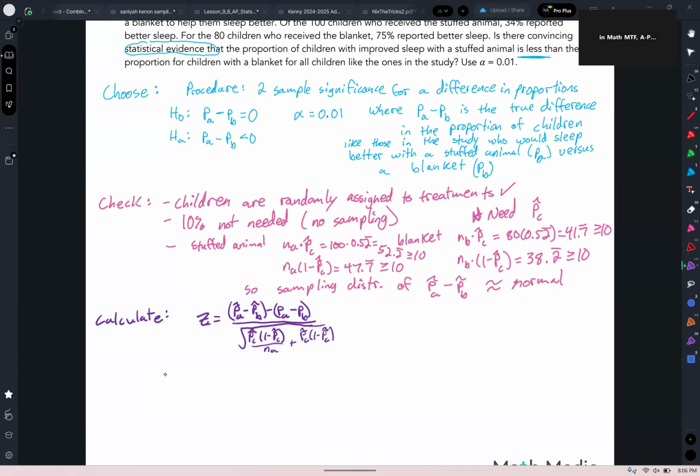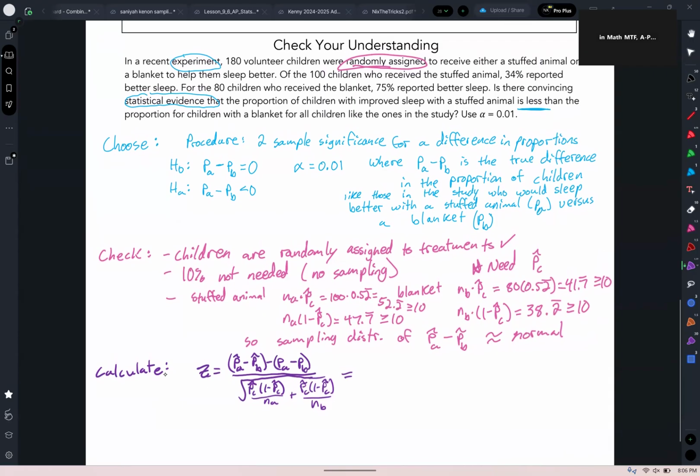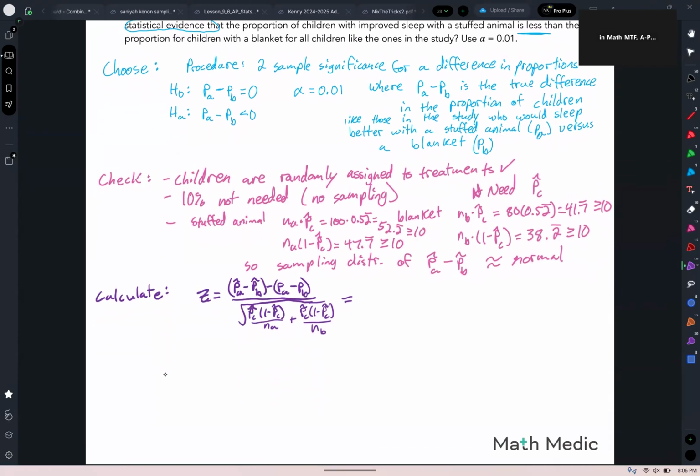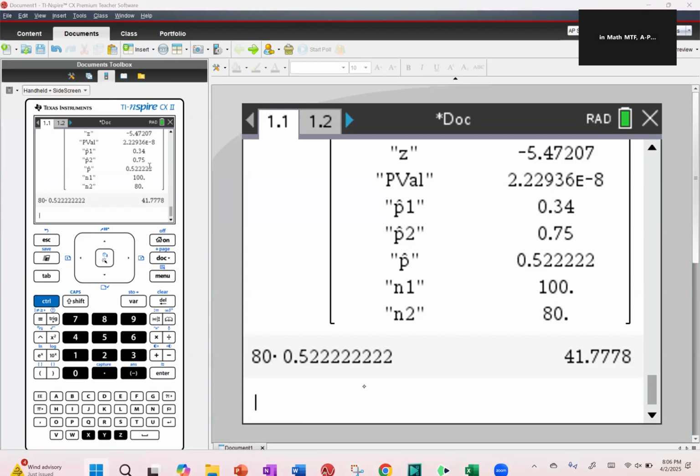I know that again doesn't look exactly like what's on the formula sheet, but this brings the formula sheet and what we have been doing back together more closely. All right, so we already did, I have not done p hat A minus p hat B, but let's look at that again. 0.34 minus 0.75. Oh yeah, we did know that.